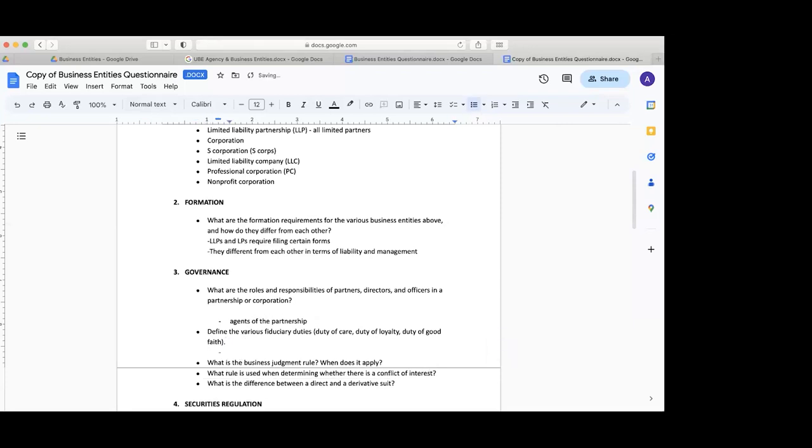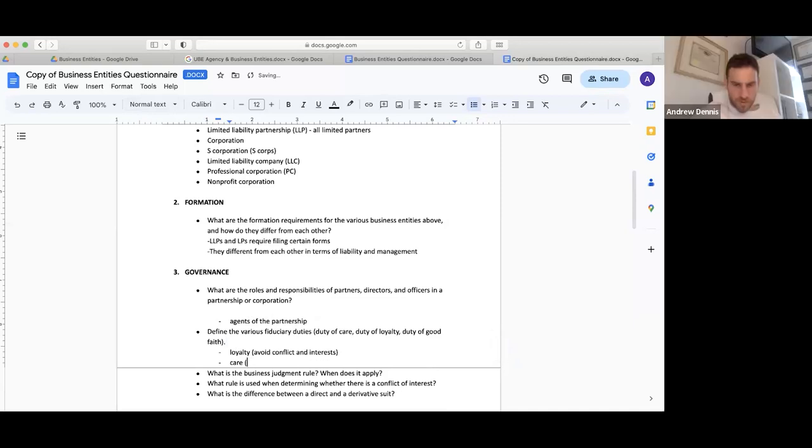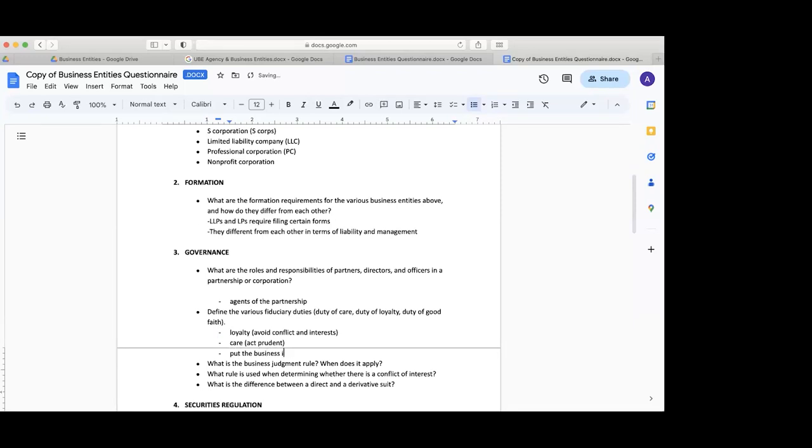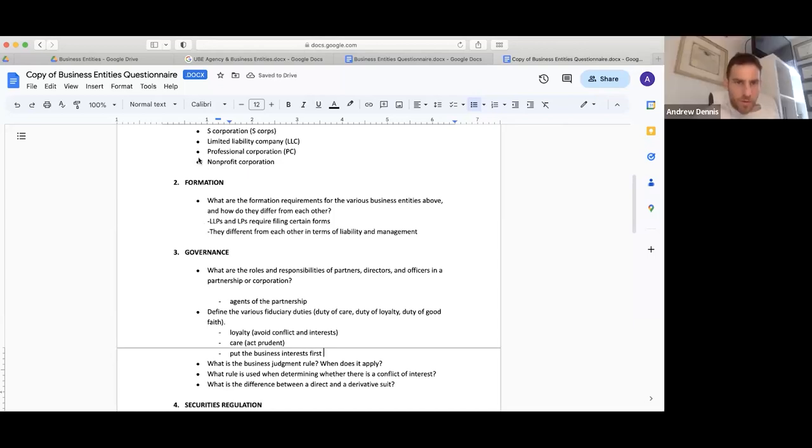Loyalty, I would say you have to avoid conflict of interest and self-dealing. Duty of care is to act as an ordinary prudent partner under the totality of the circumstances. And then good faith is your honest belief about the facts. And then good faith is, I would say, putting the business interest first. Okay. Oh, the business judgment rule. Well, that's the very next question.